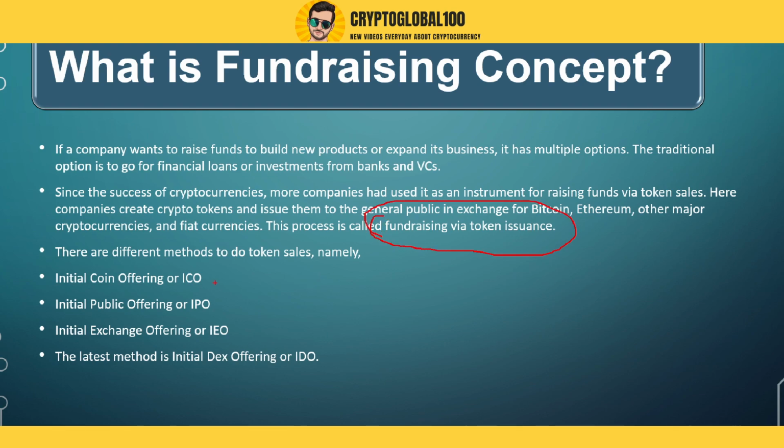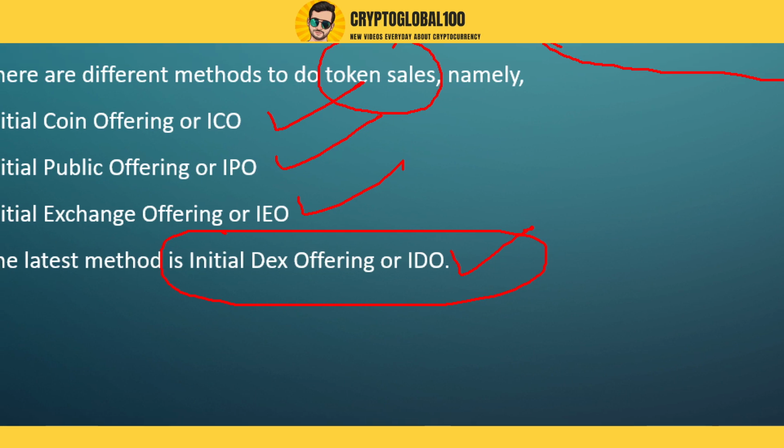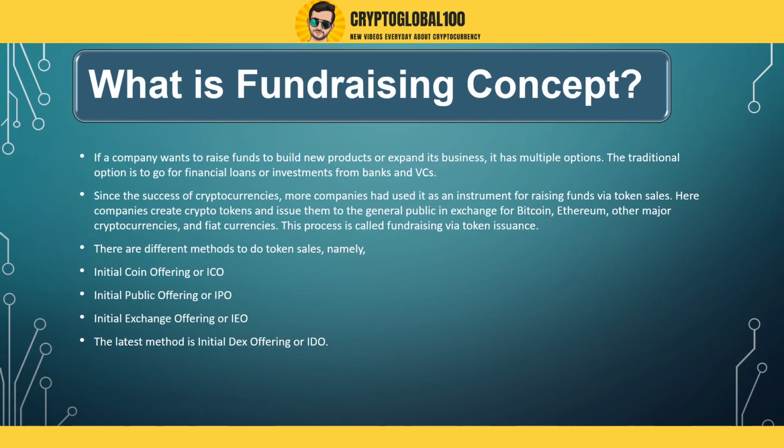You got the idea? Now, there are different methods to do token sales, namely the ICO, the IPO, the IEO, and the IDO. So we're going to discuss these four topics: initial coin offering, initial public offering, initial exchange offering, and the latest method which is in trend these days, the initial DEX offering, IDO.